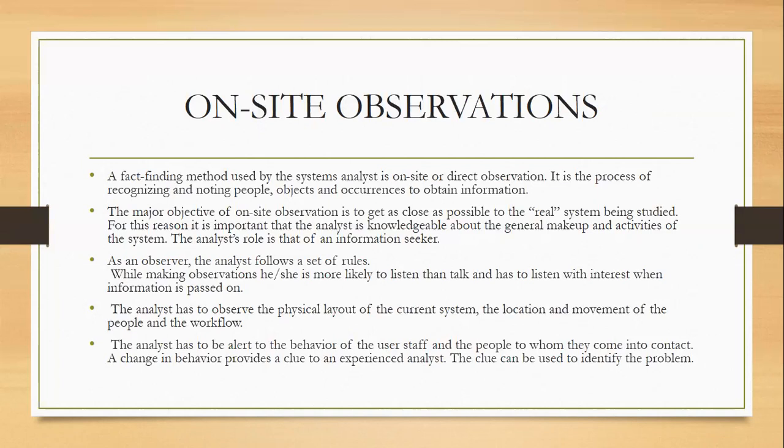As an observer, the analyst has to follow a set of rules, and they can modify those rules as required. While making observations, they should listen more than talk, and listen with interest when information is passed on. Next, the analyst has to observe the physical layout of the current system, what the actual location is, and how the movement is done. We have to be aware of that as an observer. The analyst also has to be alert to the behavior of the person who is talking and to whom they contact, because behavior shows many clues, and those clues help to identify the actual problem and the actual solution.